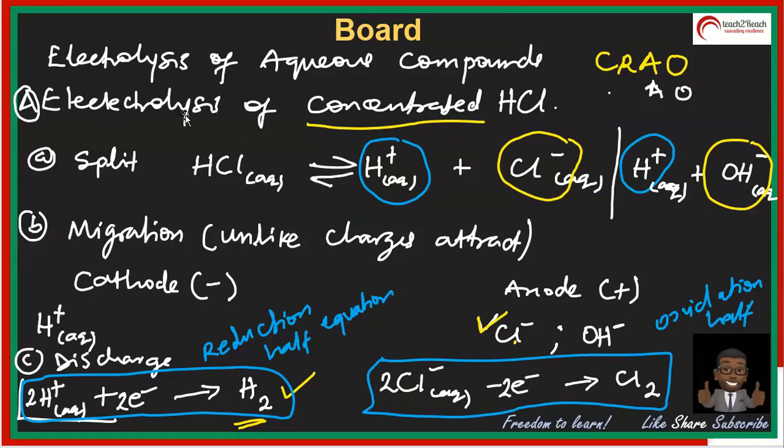So I'll talk about electrolysis of concentrated hydrochloric acid. We said the first step is splitting of ions. Hydrochloric acid splits into hydrogen ion and chloride ion, right? And of course, you are going to have water too, splitting into hydrogen ion and hydroxide ion, right?